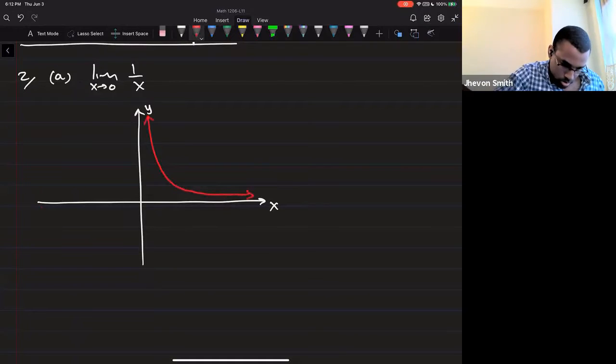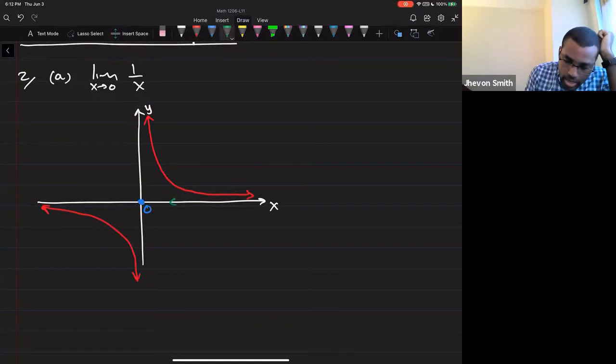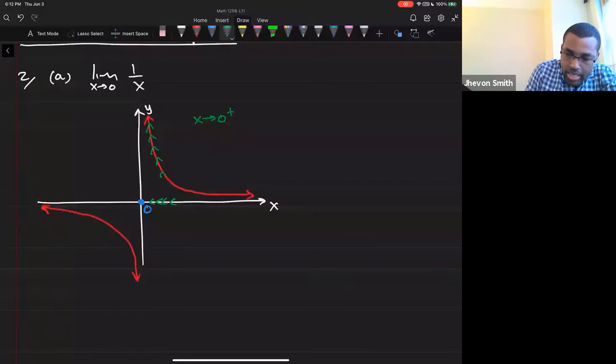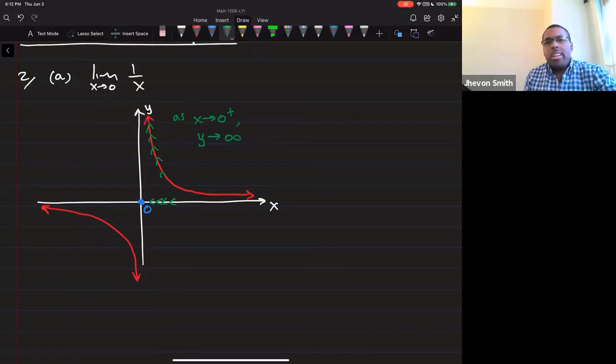It's like that. And now you can see as you're approaching 0, which is right here, if you get close to 0 from the right side, you seem to be going up, up, up. So you can see that as x is approaching 0 from the right side, your y value is approaching, well, infinity, right?